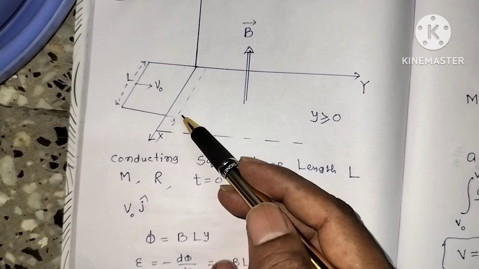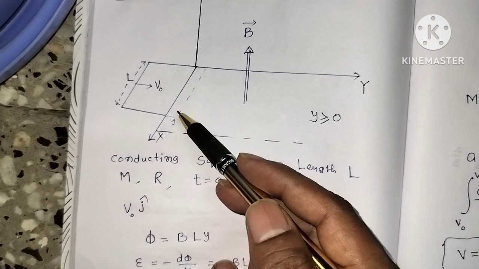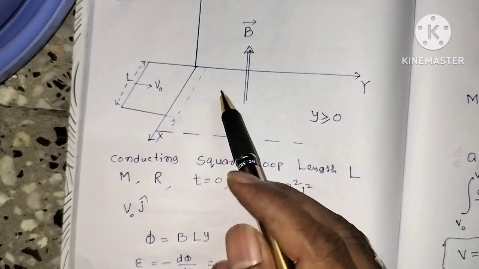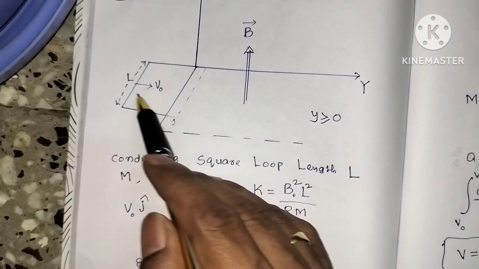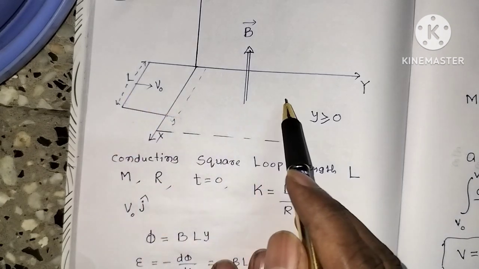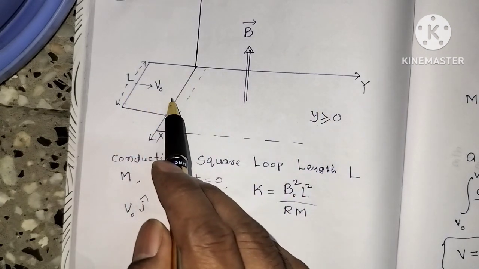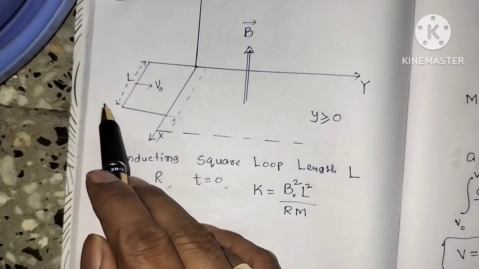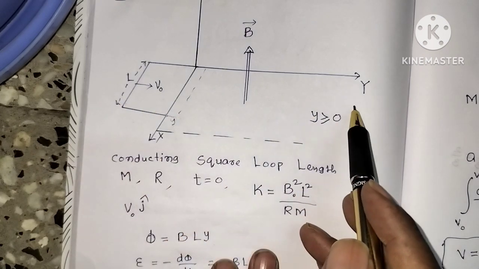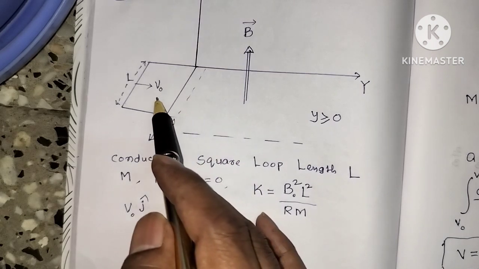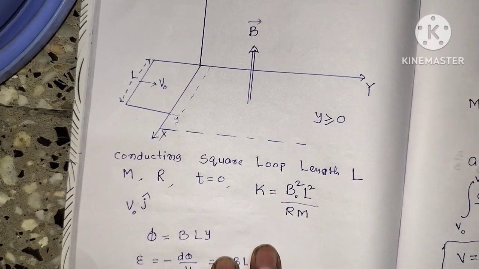This is the I direction, meaning the L direction. L cross B, the force direction will be opposite, along this direction. The motion of the loop is along the positive y direction, and the magnetic force will be in the negative y direction. So the velocity of the loop is in the positive y direction, and the force exerted due to the magnetic field is in the minus y direction. That is why it is minus.